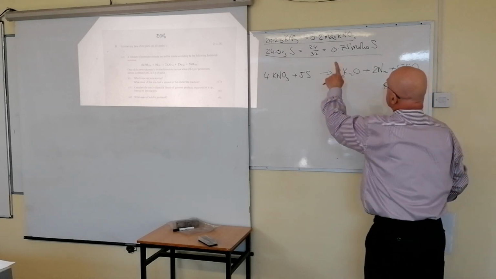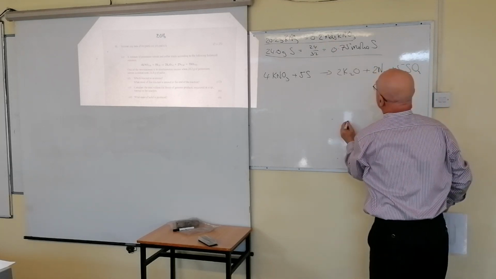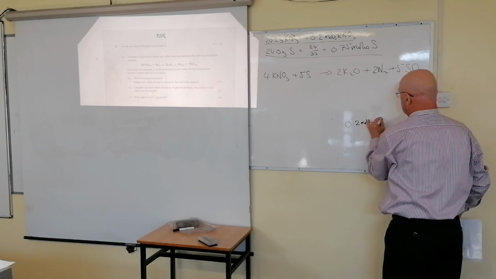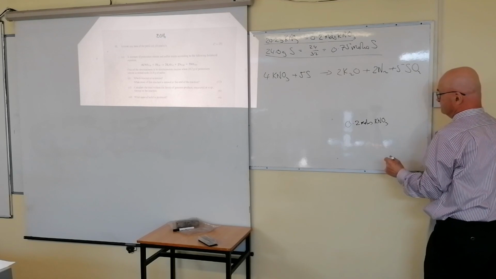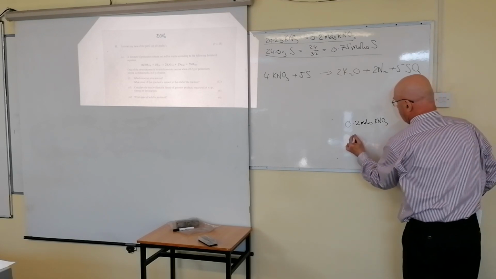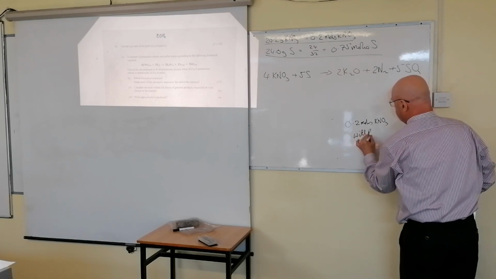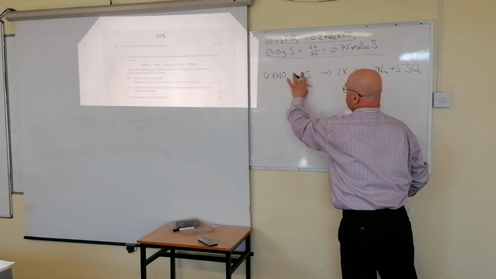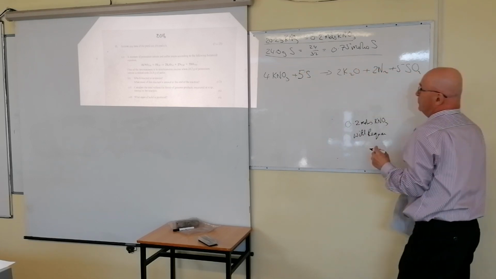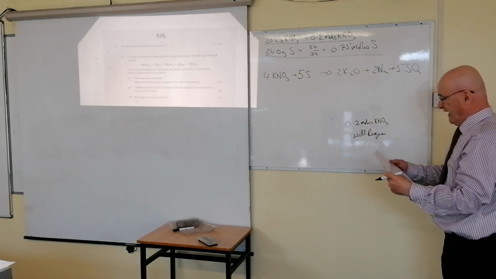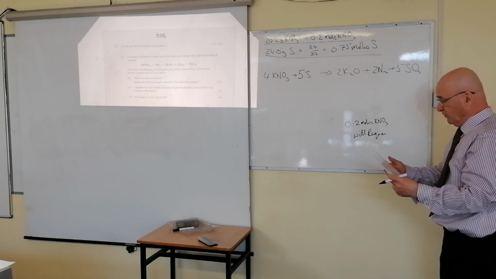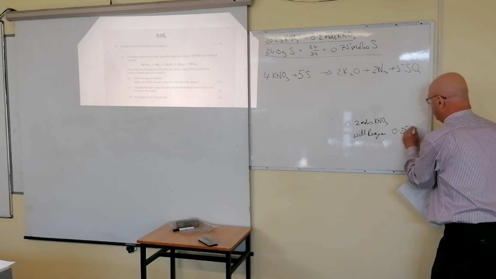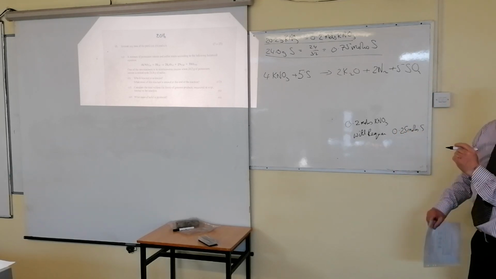If you took 0.2 moles of KNO3, it will require, and watch this now, the ratio is 4 to 5. Can you see that? Ratio is 4 to 5. It'll take 1 and 1/4 of that. Are you okay? That's what you're doing. It will require 0.25 moles of sulfur.